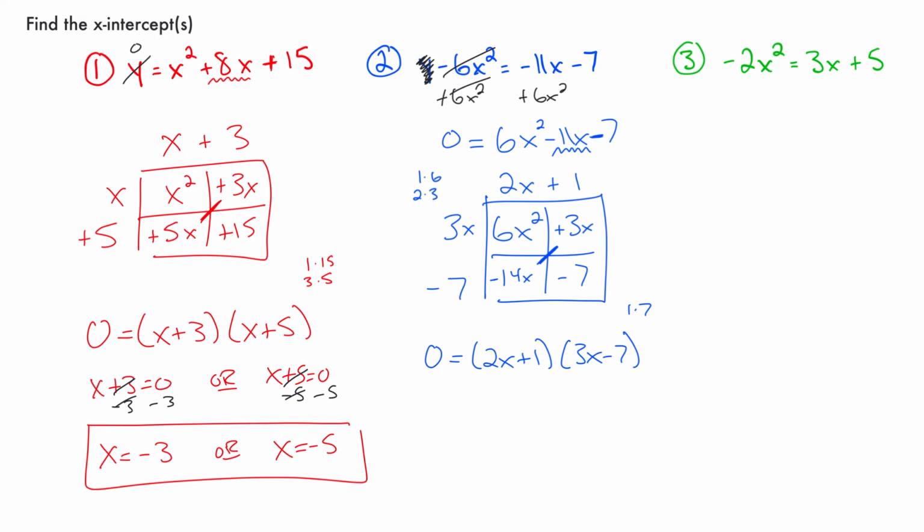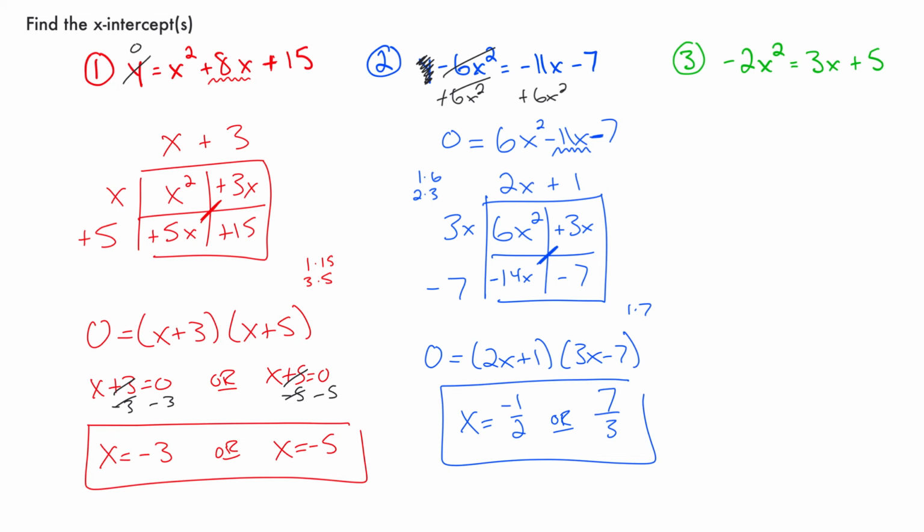Once you become well versed in this, you can kind of skip this step and do this in your head. If I set 2x plus 1 equal to 0, I'd have to subtract the 1 to the other side and then divide by 2. That means x is equal to negative 1 over 2. If I had 3x minus 7 equal to 0, I'd have to add the 7 to the other side and then divide by 3. So that would become 7 over 3. And those are my solutions.